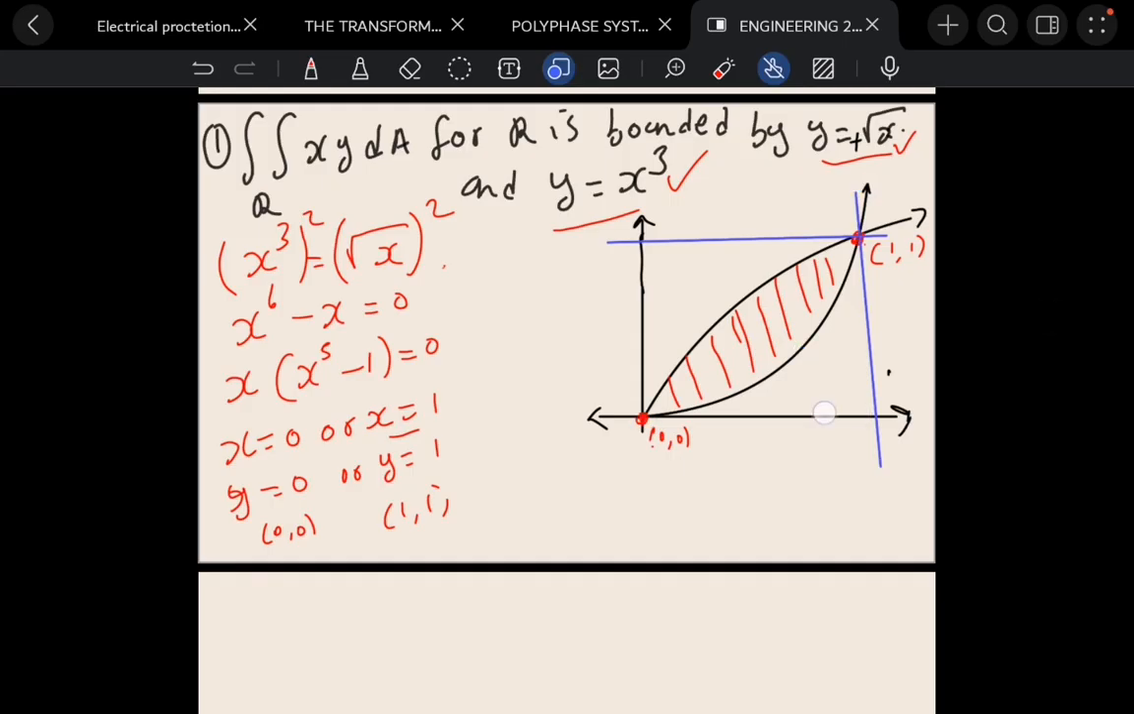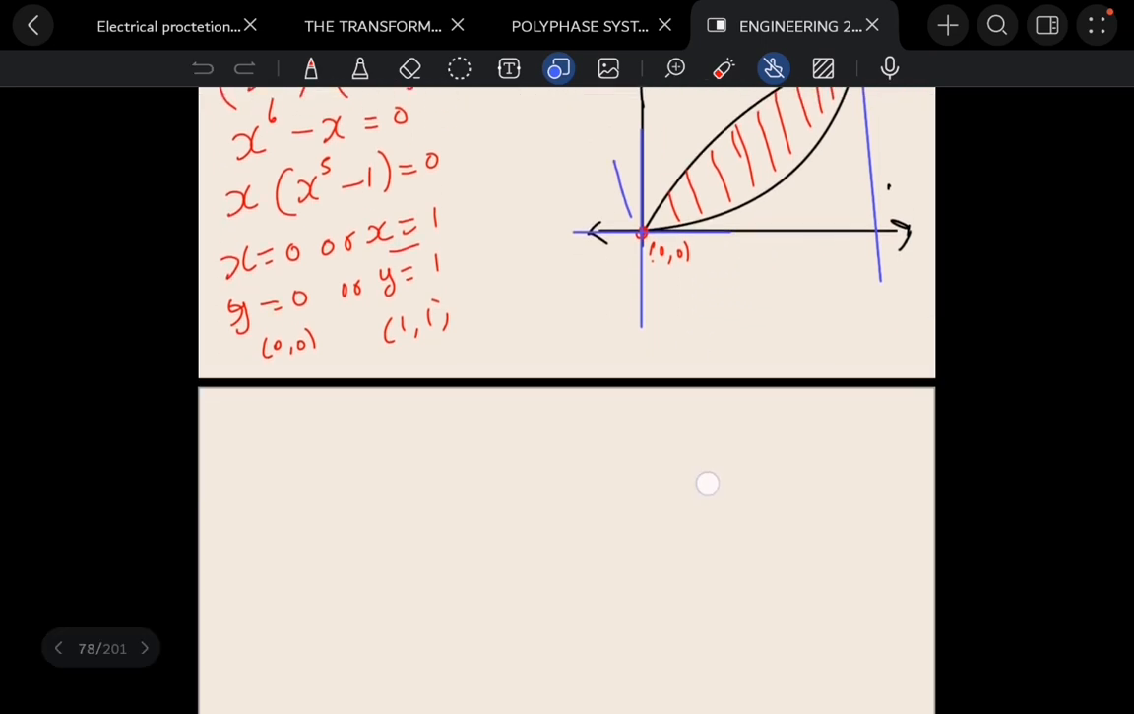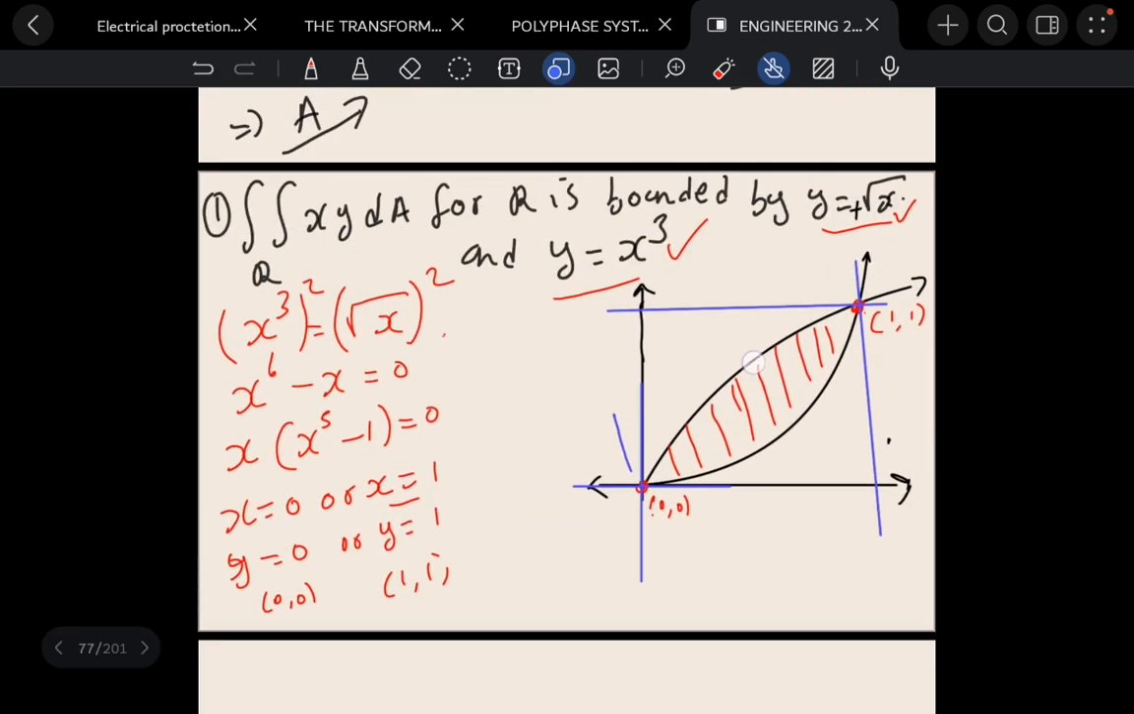Let us go to this point. When you draw a vertical line, it does not go through that point. When you draw a horizontal line, it also does not go through the region. Now, what does this mean? It means two things.